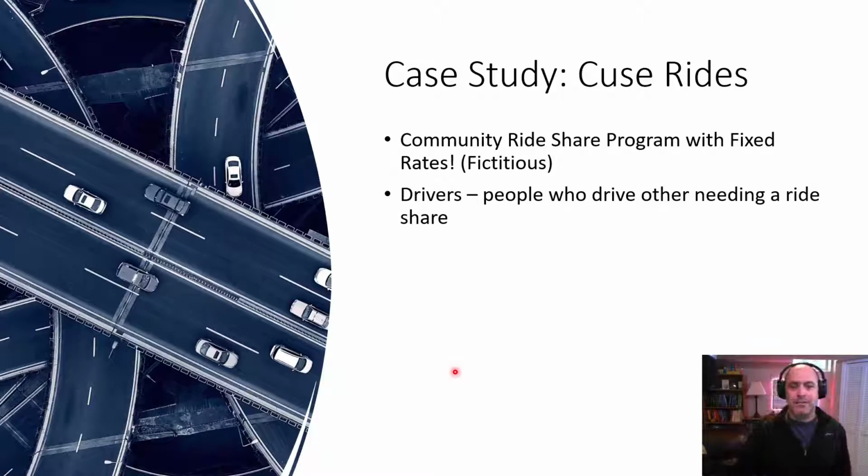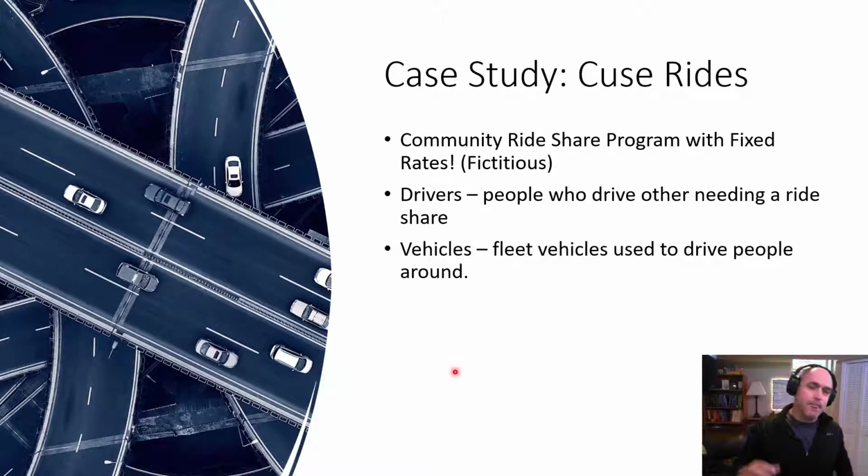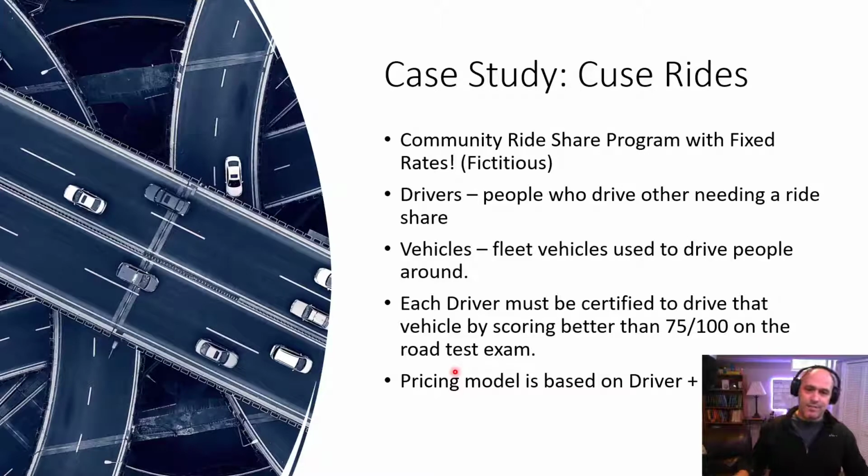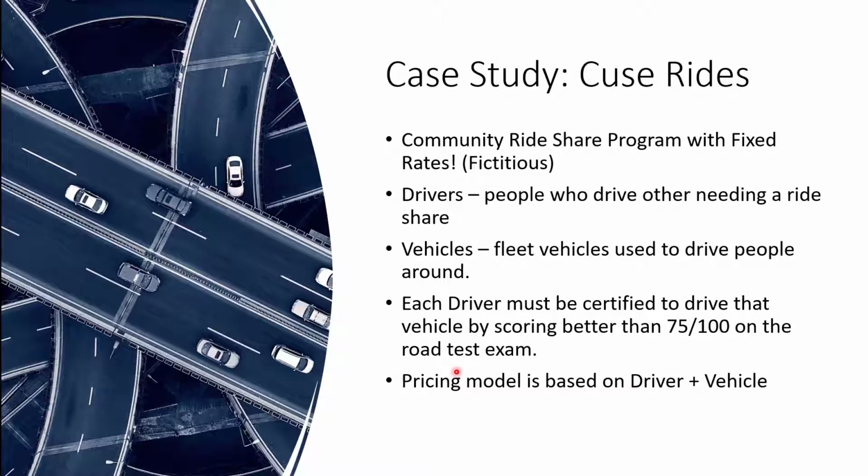And basically the pricing model is there are drivers and vehicles, and Cuse Rides owns a bunch of vehicles, and drivers agree to work for Cuse Rides. And then the fee we charge people is based on the driver and the vehicle, and that ends up being the fixed rate. Before any driver can use a vehicle, they must pass a certification exam that demonstrates on the road that they are capable of driving that vehicle. And then the pricing model, as I said before, is if the driver charges $10 a trip, and the vehicle costs $15 a trip, then the whole trip is going to be $25.